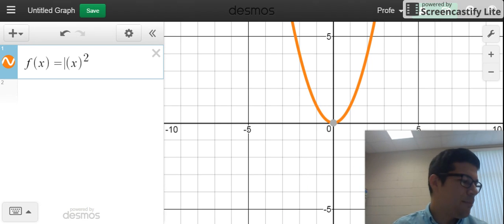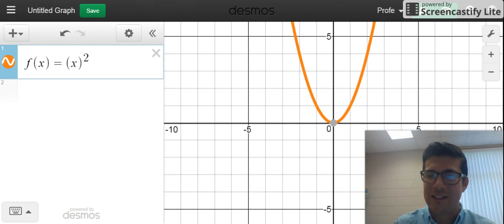All right. Next part is a reflection about the y-axis. If I want to reflect the function about the y-axis, it says the form is f of negative x. In other words, you are taking the function, you're not making the whole function negative, but you're making each individual input negative. There's a difference.